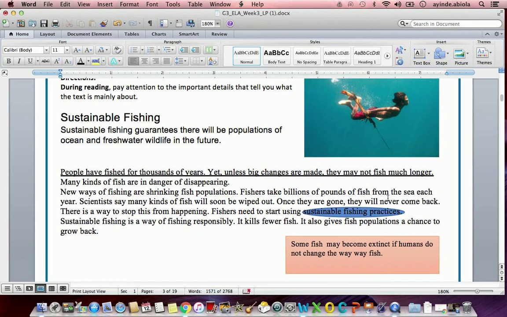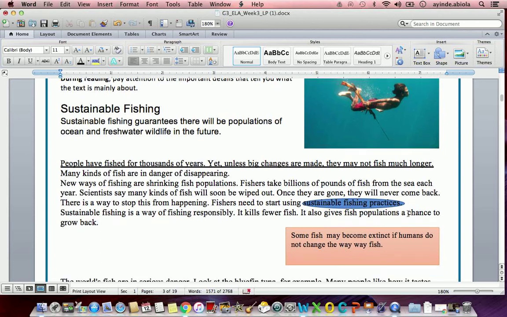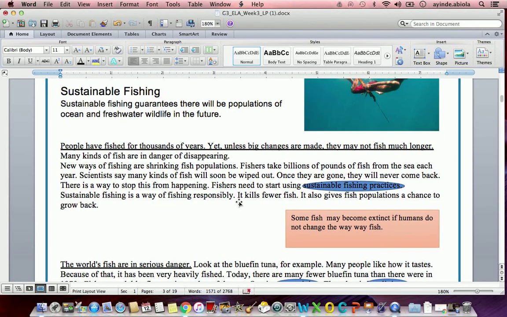I also circled sustainable fishing practices. Again, you may know what this is from our read from yesterday, but if you don't, this is a key phrase that we need to understand in order to understand the entire text, right? And although it gives us a clue to what it is in the next few sentences, it doesn't really define it yet. We'll learn the definition as we keep reading the text for this one.